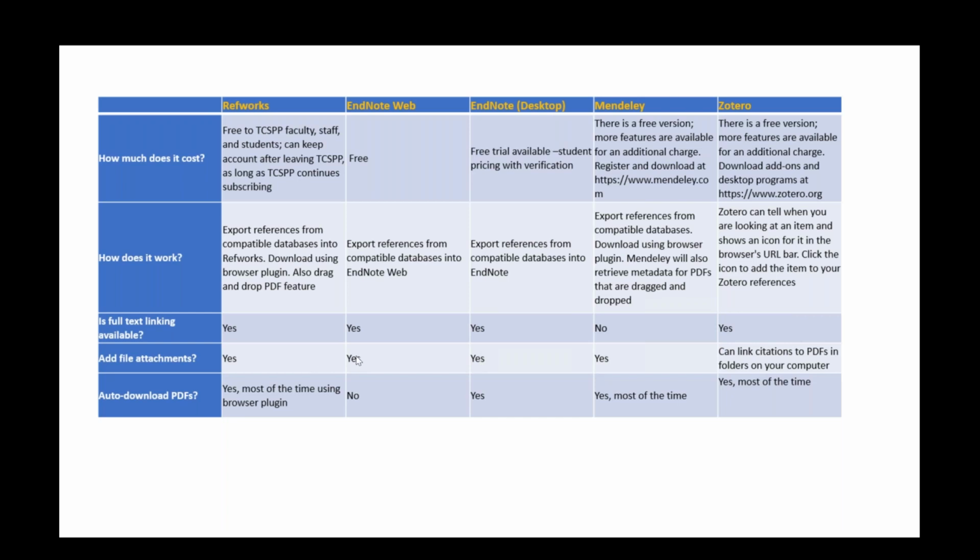Full text linking. I have a question about that. So basically that just means that within the database, for each of the different articles that you save, you have the option of adding a link to where that item is available full text. And maybe I can show that to you once I actually demo one of these tools for you.